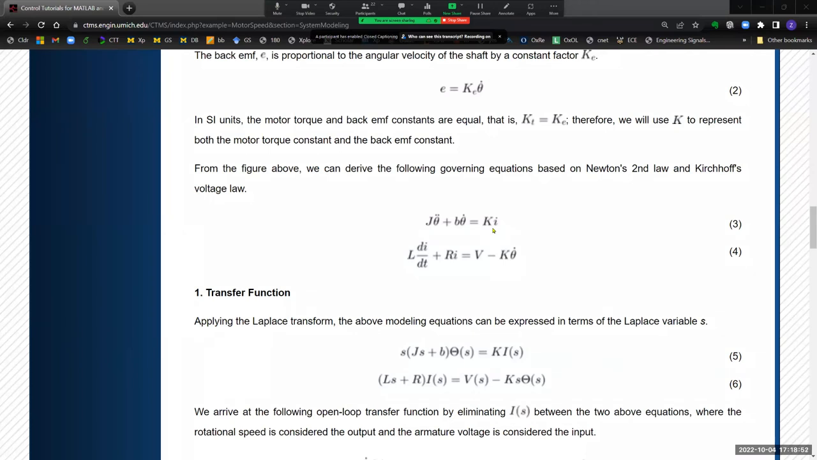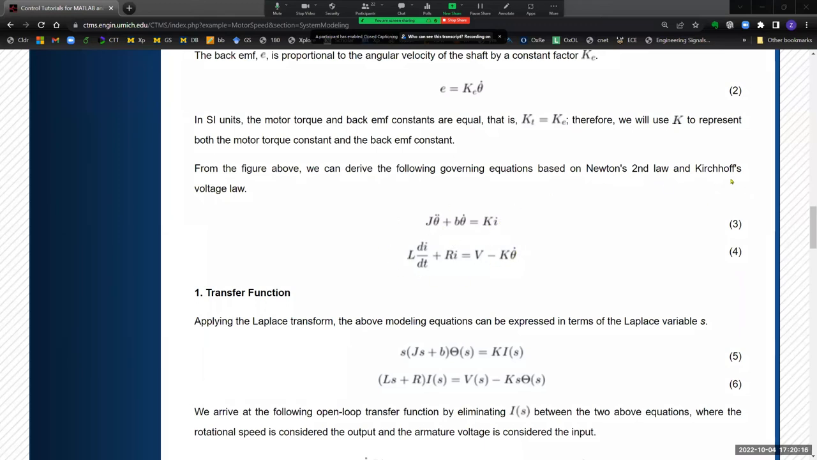Well, in really basic terms, it's some form of mass times some second derivative. In this case, theta double dot could be assumed to be our acceleration. Right. So mass times acceleration is equal to ki minus b theta dot. That's the sum of the forces acting on the motor, right? This is the torque generated by the motor, and this is the friction, right? I believe that would be a damping force. Yeah, if there's any damping, this will be it. So that's the mechanical motion, Newton's law of motion.